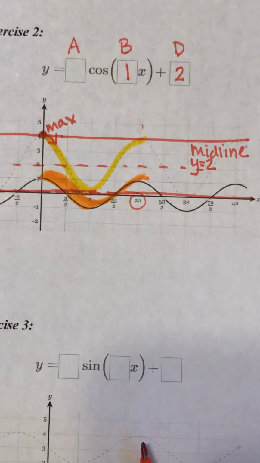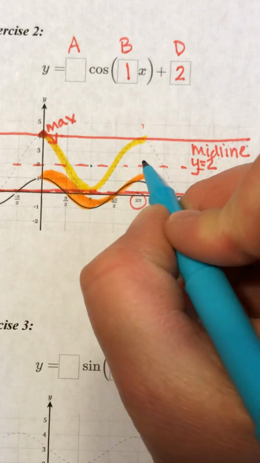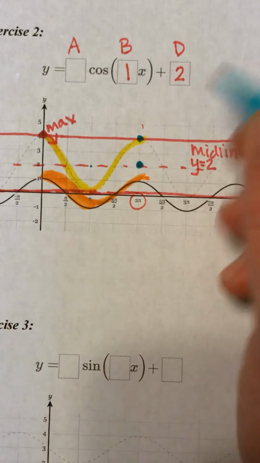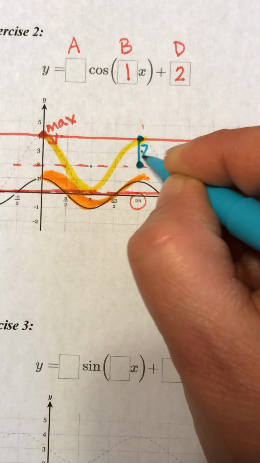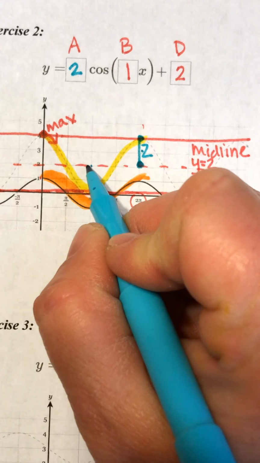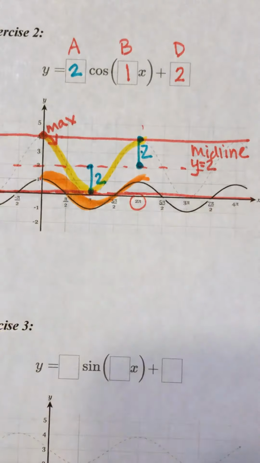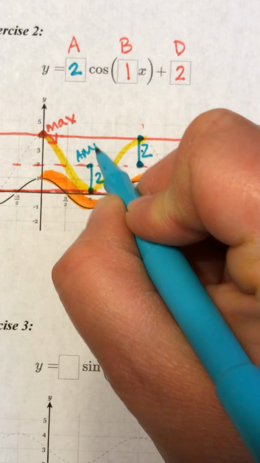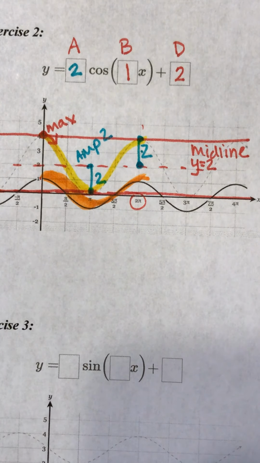Let's figure out our amplitude. Our amplitude is the distance from the midline to a maximum. Let's pick this one. Here's a point on the midline, and here's a point on the maximum directly above it. What is this distance? 1, 2. So the amplitude is 2. We could also double check. We could pick a point on the midline, and here's a minimum. That's also 2. So we have 2 ways to find the amplitude. The amplitude is 2, and that's where the 2 goes in the equation.